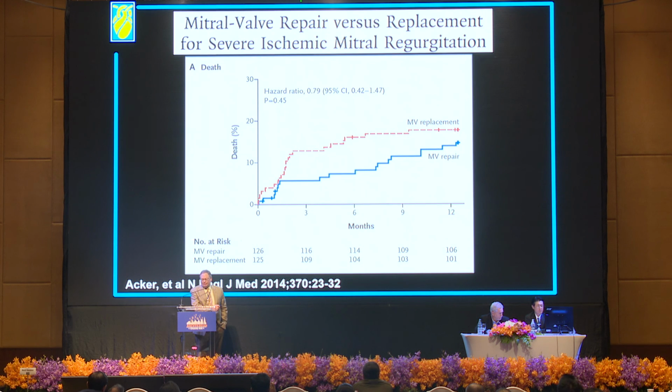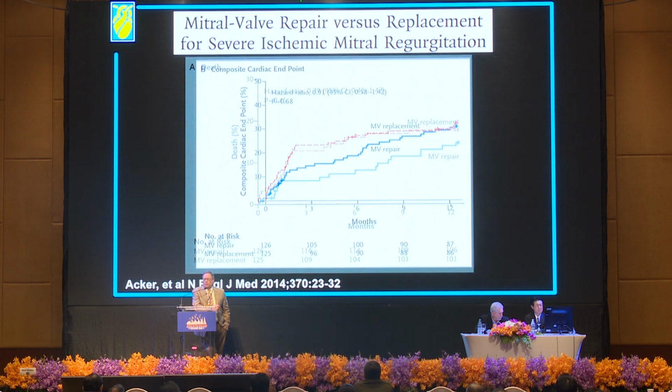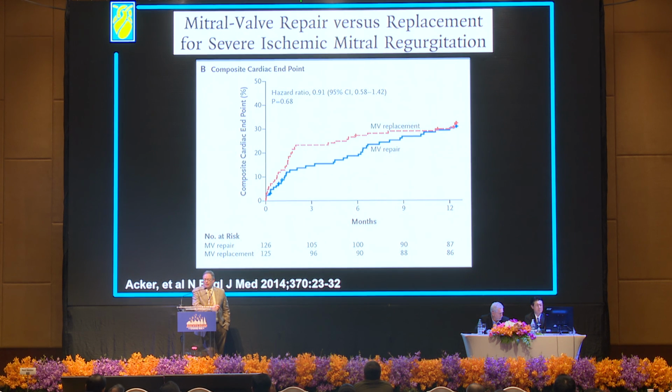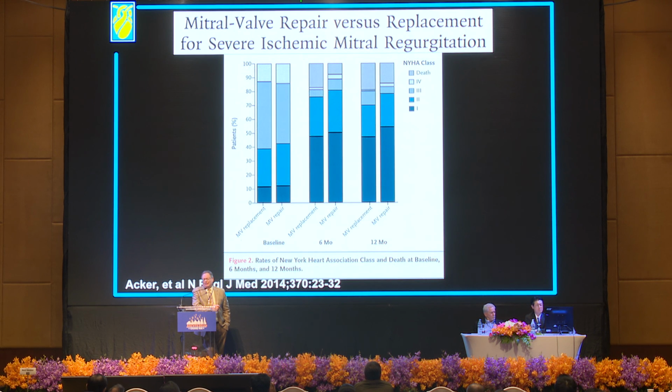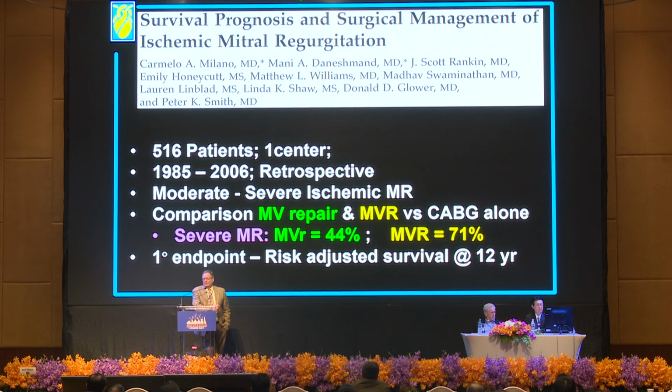Now, this is the death curve over time. You can see they end up fairly close at 1 year, and this is the all composite cardiac endpoint, the same at 1 year. And this is NYHA class. The contrary paper really comes from Scott Rankin's group, and this paper, I believe, was published in the early 90s or late 80s, and it looked at 516 patients. I'm sorry, it was published in 2008.